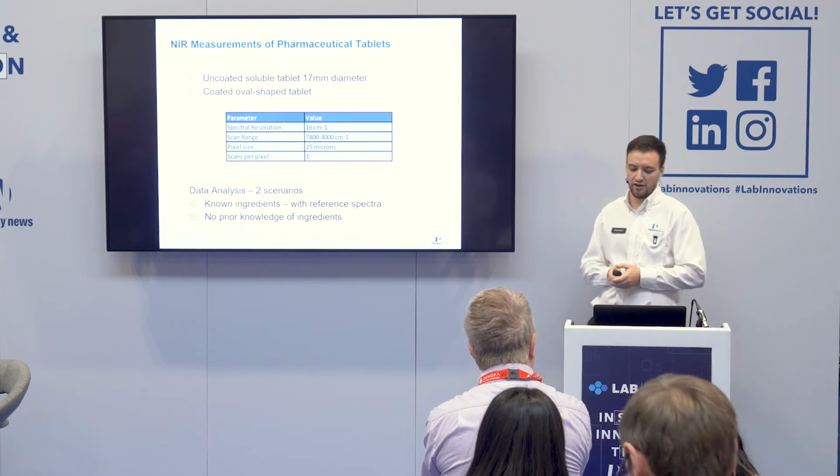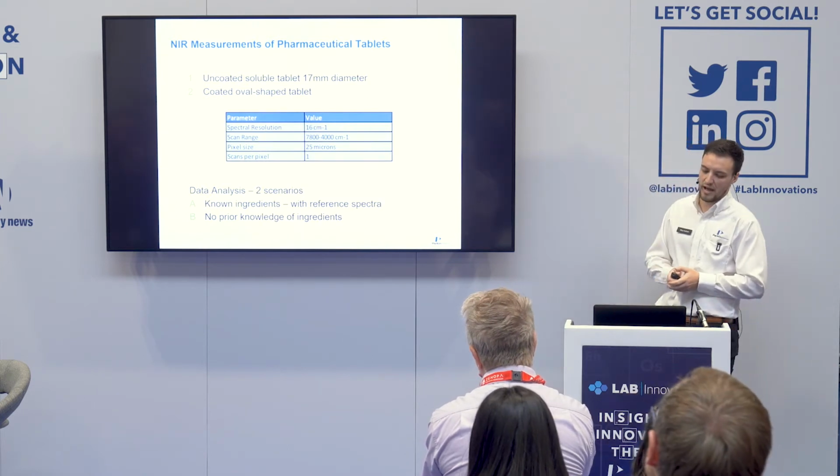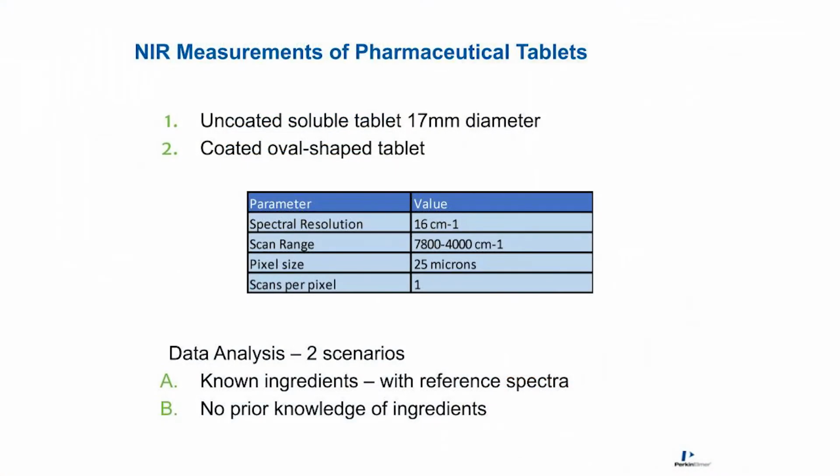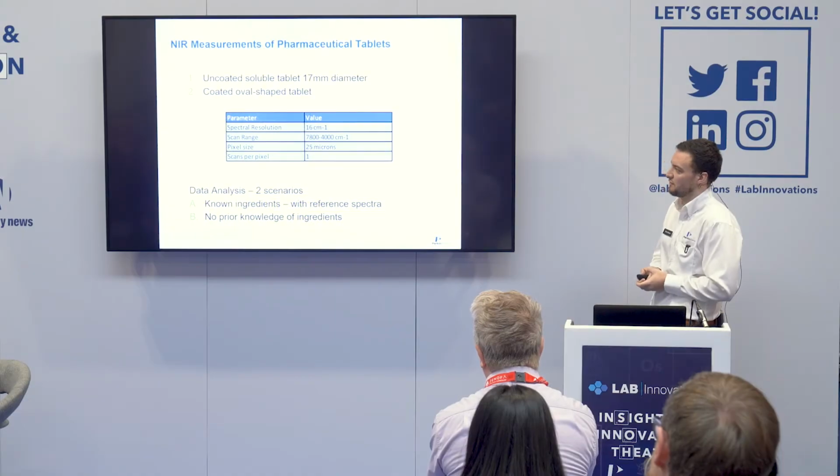So our two scenarios and our two samples. We have the first one, which is an uncoated soluble tablet, 17 millimeters in diameter. And then the second one is a coated oval-shaped tablet. These are just the instrument parameters that we use. You can see we had 16 wavelength resolution, so it is quite high. And we only needed 1 scan per pixel to actually generate this data, which is really good.